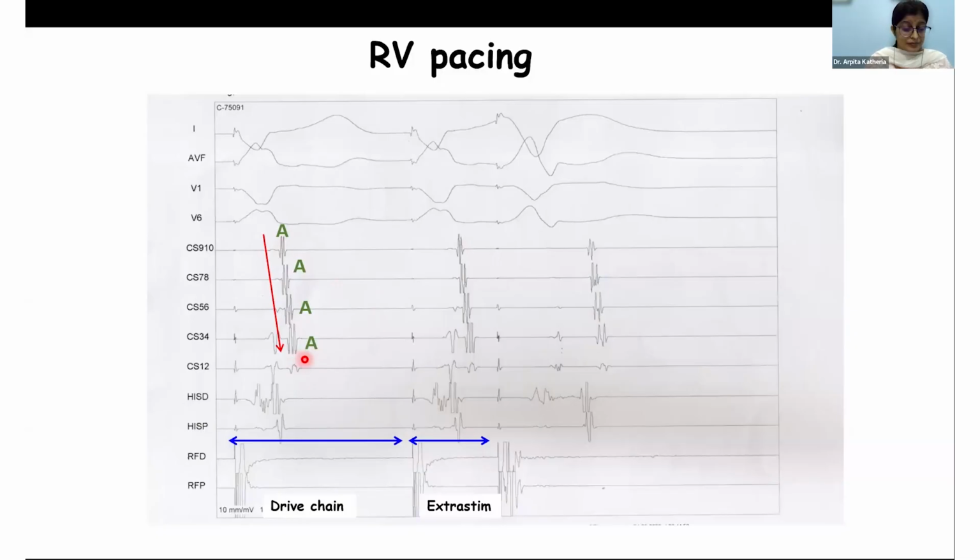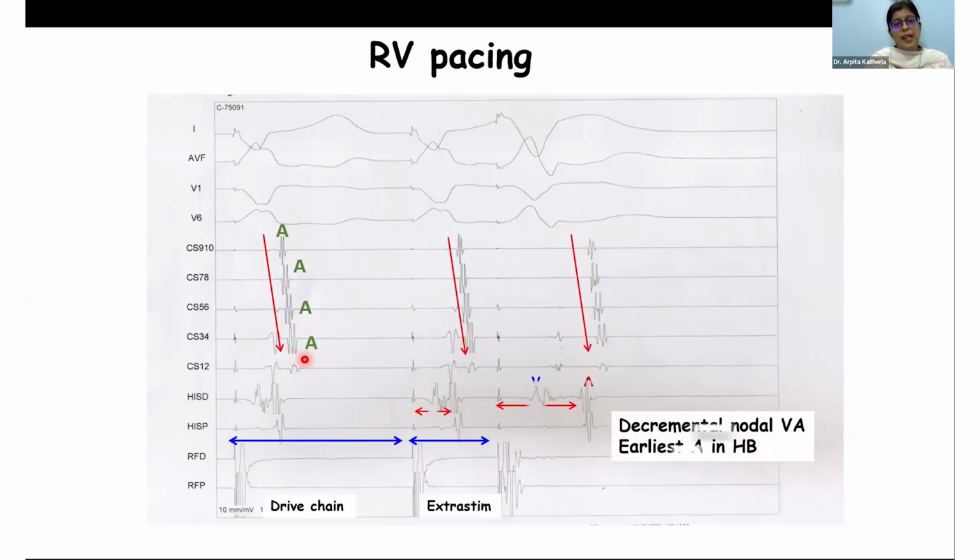That means it is going in a central direction, followed by, here we can see his bundle, pacing spike V followed by A. Here, pacing spike V followed by A. The V to A distance has increased. So this is known as decremental VA conduction.